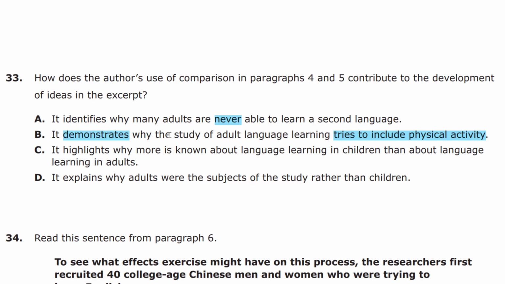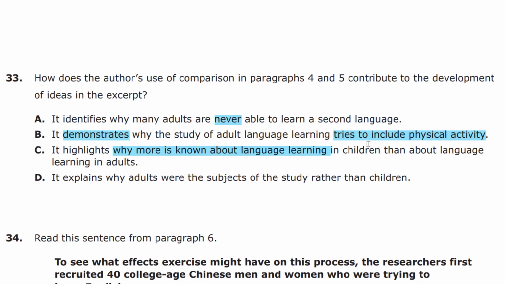B is incorrect. C, it highlights why more is known about language learning in children than about language learning in adults. Okay, 4 and 5 was a comparison of the ease with which children learn languages versus the difficulty adults have learning language. C is not saying that. It's saying why more is known about language learning. So we know more about children's language learning than we do about adults learning language. That's not correct. That's not the right comparison. Don't be fooled by that. C is incorrect.